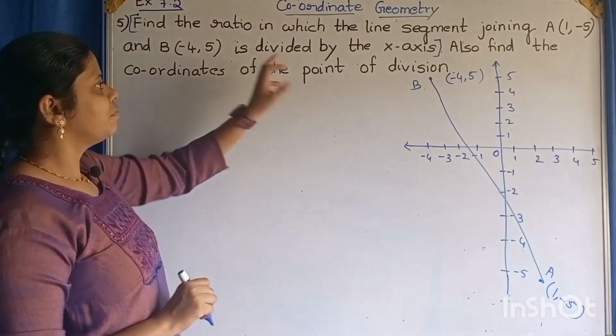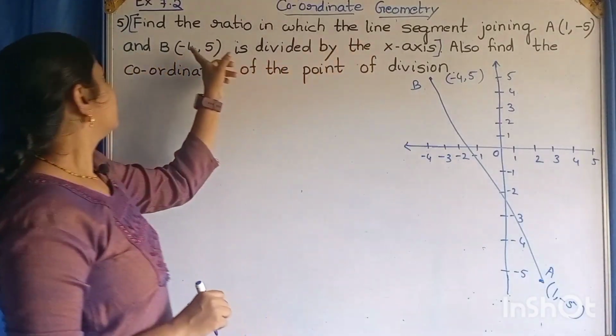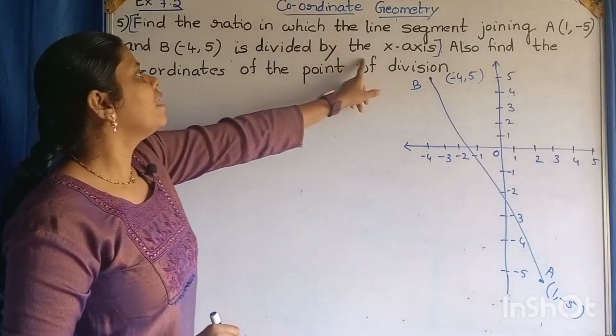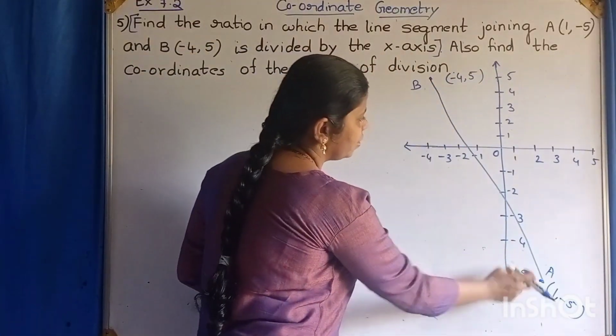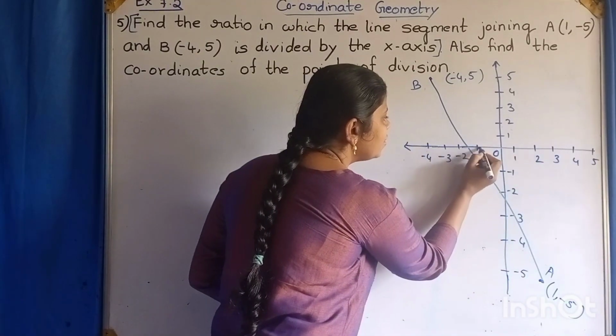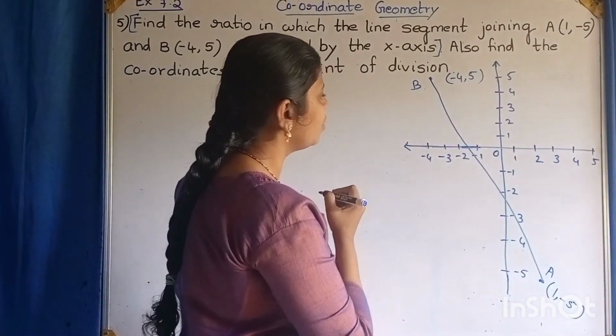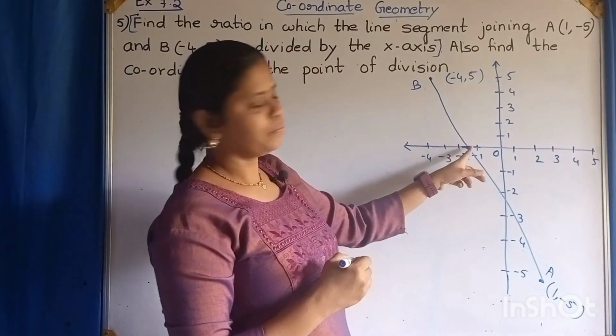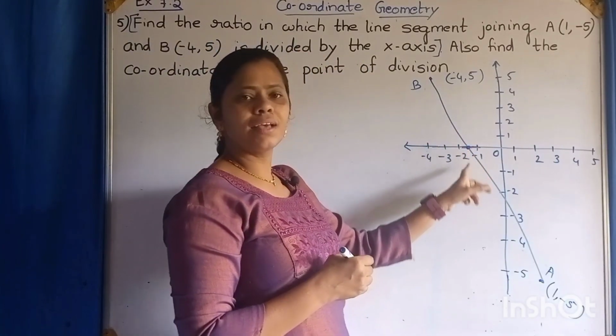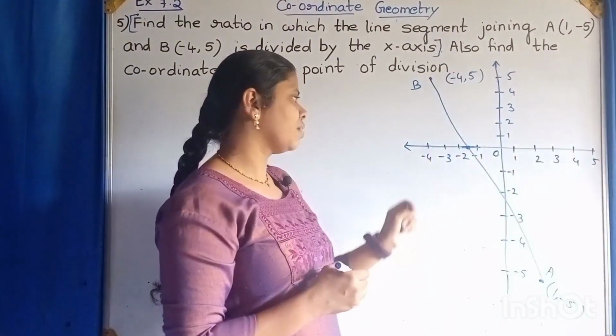Now look at this. This line is divided by the x-axis. Means what? This line is divided by this x-axis. We have to find out the coordinates of this point, the x and y coordinates of this point.